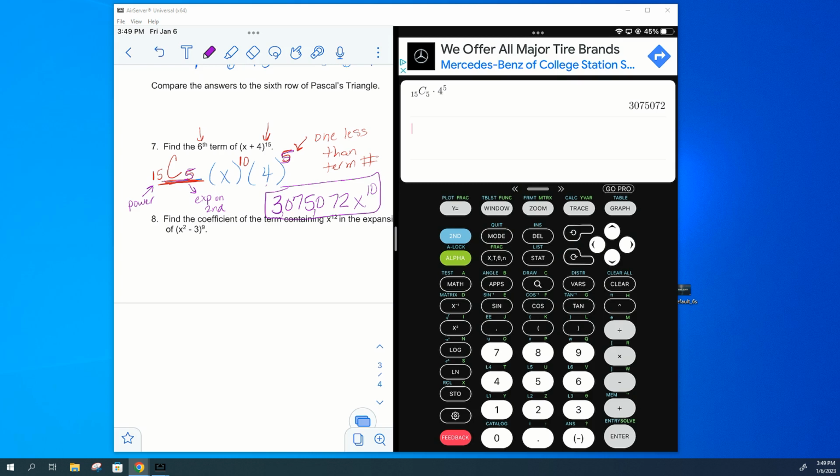All right, last one. It says find the coefficient. Coefficient means number only. Of the term containing x to the 12th. Notice this one does not say a term number. When it doesn't say a term number, you're just going to be smart and use your little noggins. First of all, remember, this is why it's important to put that negative with the second one.